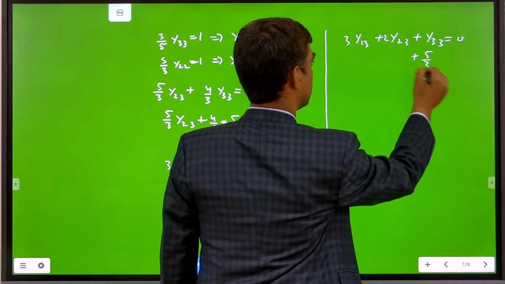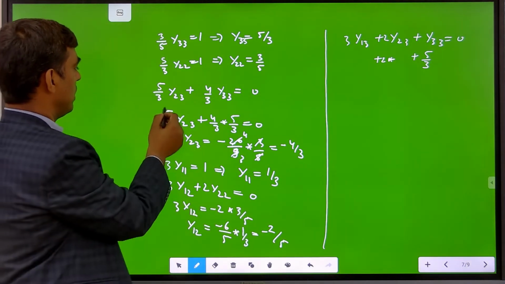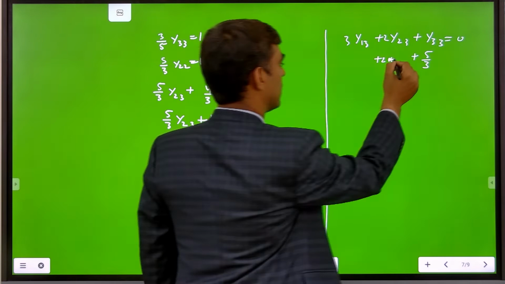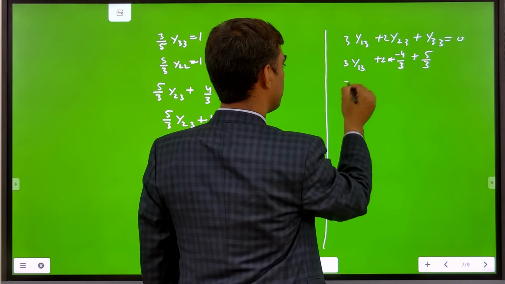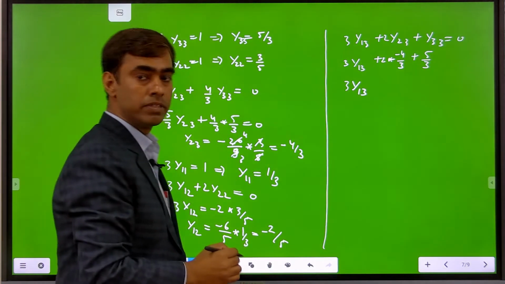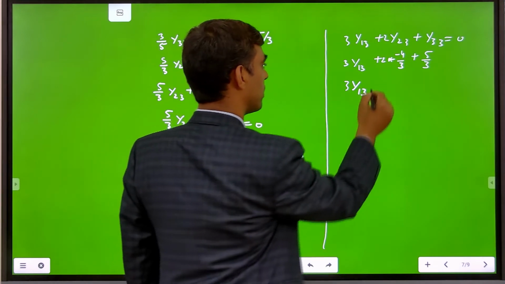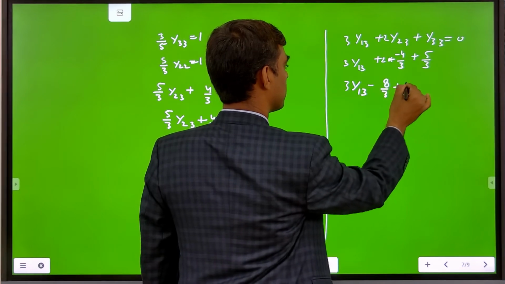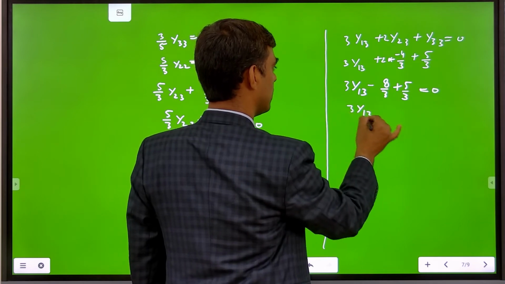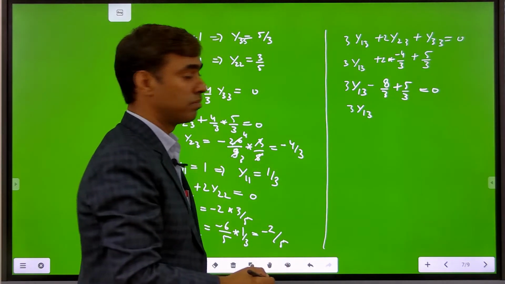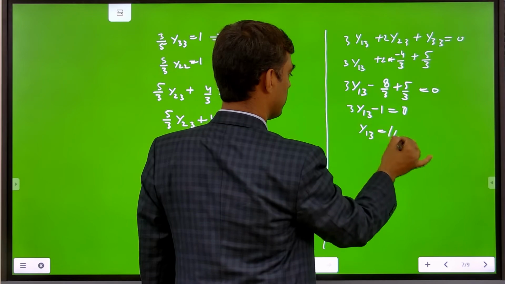So this is 5 by 3 plus 2 into the value of y23. We have the value of y23, which is minus 4 by 3. If we simplify this, 3y13 minus 8 by 3 plus 5 by 3 equals 0. So 3y13 minus 8 plus 5 becomes minus 3 by 3, which means minus 1. This equals 0. Then y13 equals 1 by 3.